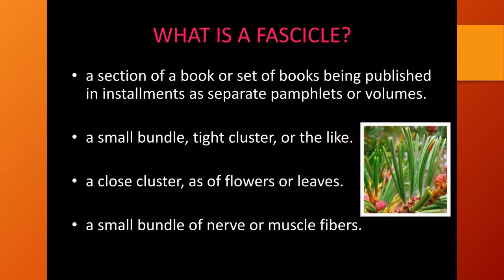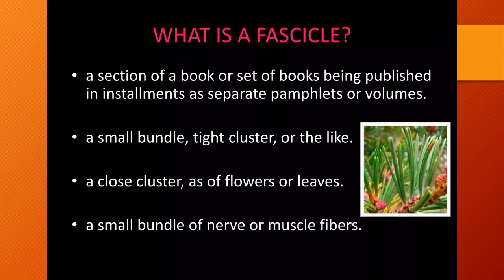So fascicles. Now, we commonly all know the term WHO fascicles. What do we mean by those fascicles, why are they called WHO fascicles? A fascicle is a section or set of books being published in installments as separate pamphlets or volumes. That's why they are called fascicles. Other books don't have fascicles. Only WHO publishes that way. That's why these are called WHO fascicles.